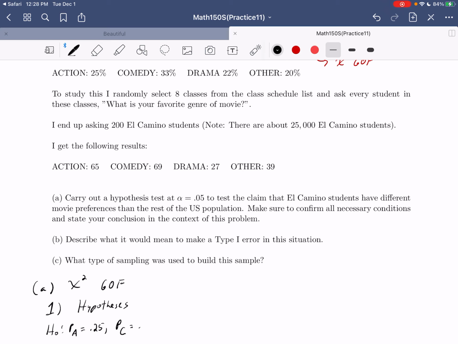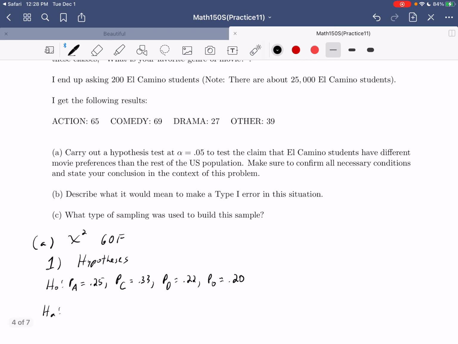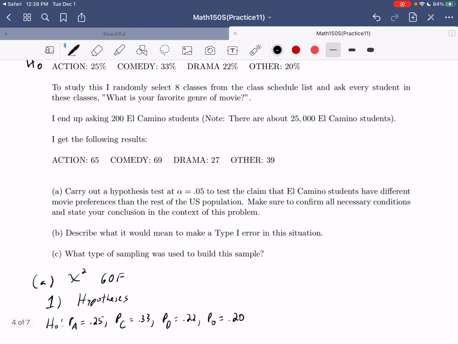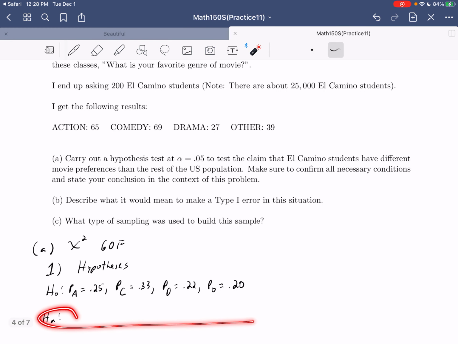P sub C would be 0.33. P sub D would be 0.22, and P sub O for other would be 0.20. So that tells us that these percentages right here, this is what we were using as our null hypothesis. Okay, what is the alternate going to be?